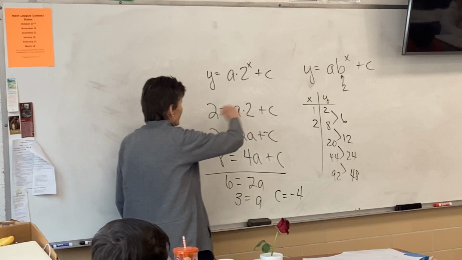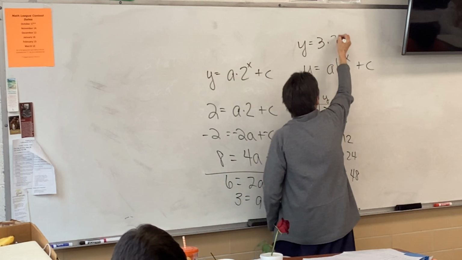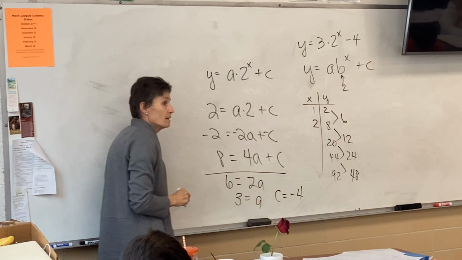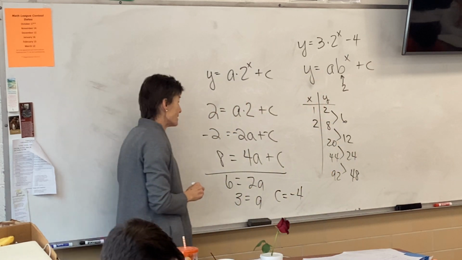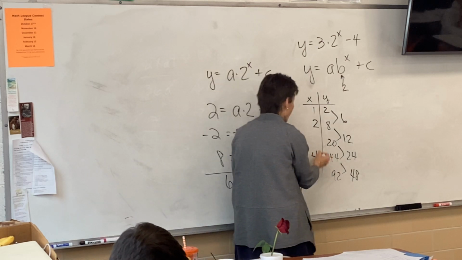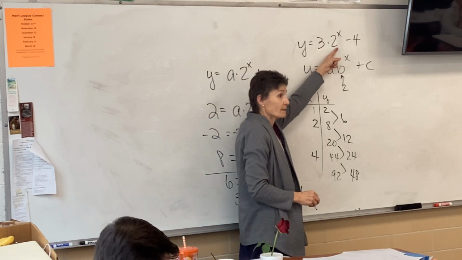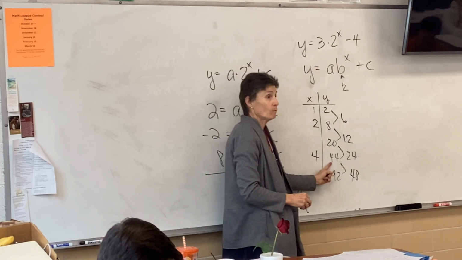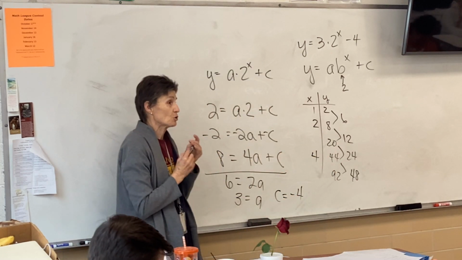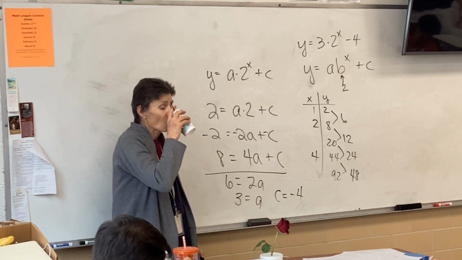So what's my equation? Y equals 3 times 2 to the x minus 4. And if you have time, it's always a good idea to pick another one of your random points like 44. If you put 4 in for your x, you should get 44, right? That's a little check you can do real quick to make sure that your model is correct. All right, what else?